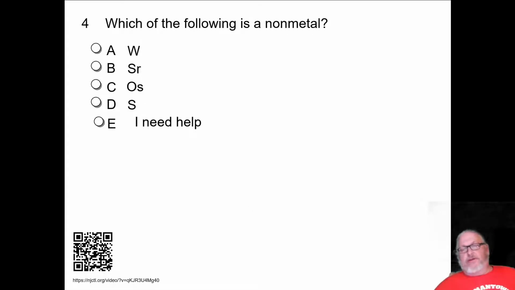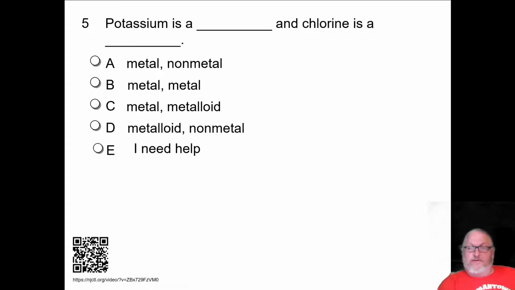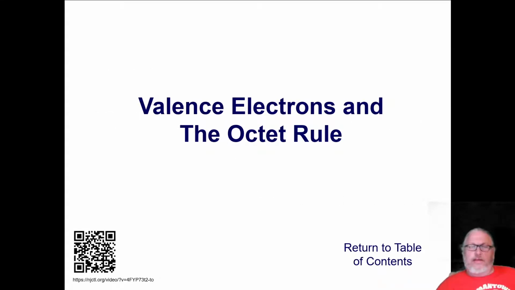Which of the following is a nonmetal? Well, you've got W, which is tungsten, Sr, which is strontium, and Os, osmium. I think it's in the transition, the d block. And then, of course, sulfur. Sulfur, I believe, is below oxygen. So, of course, that would be D, sulfur. Potassium, group 1, I think. That's a metal. And chlorine would be a nonmetal, so that would be A. Okay, there's a review of the periodic table.